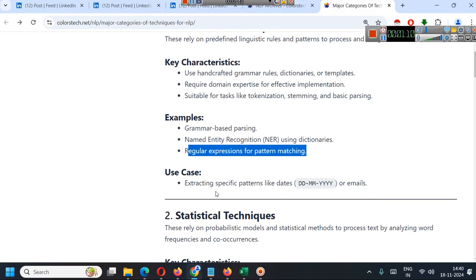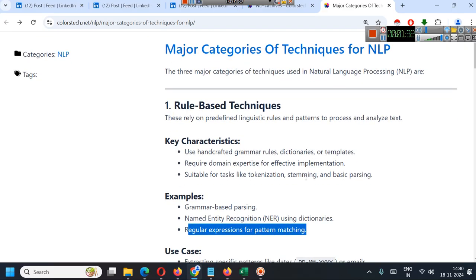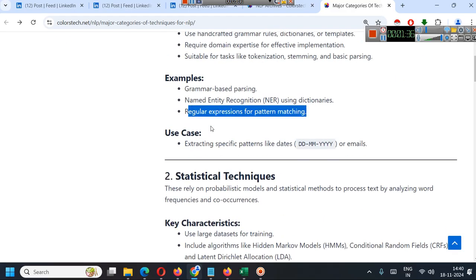Use cases are: you can extract a specific pattern like dates, emails, phone numbers, that we understood in the previous chapter. Why are we understanding these techniques? Because there is too much to learn in NLP, but if we categorize the techniques, we will be able to remember things easily. That's why first is rule based.